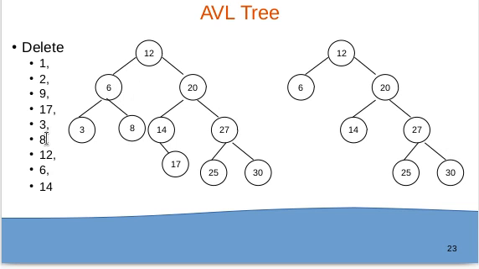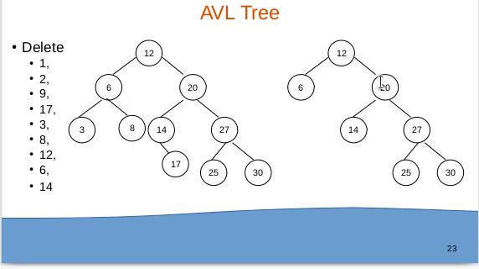After deleting 8 there will be a balancing problem, so this will be the tree after deleting 8. So here the balancing factor of 6 is okay, the balancing factor of 12 is 1 minus 3, that is minus 2. So the problem is here, so we have to rotate it in this way.